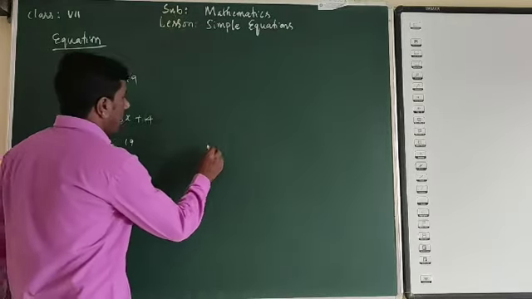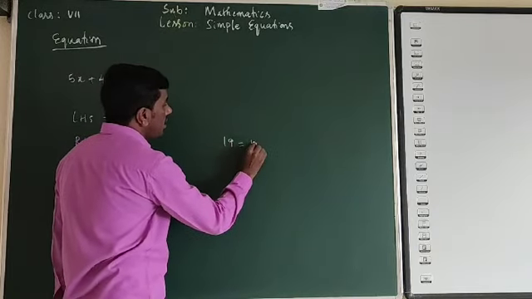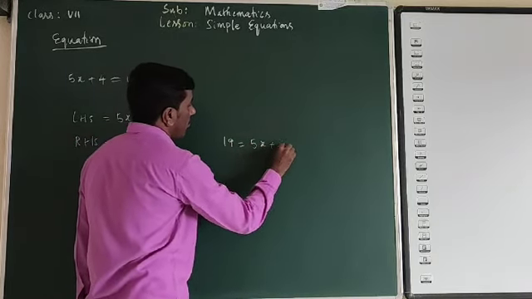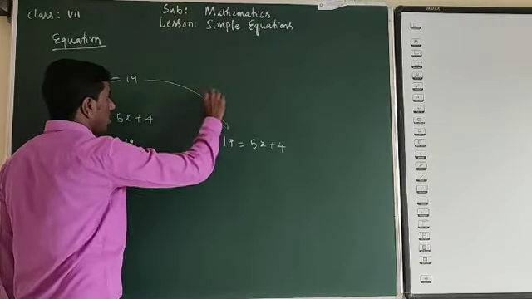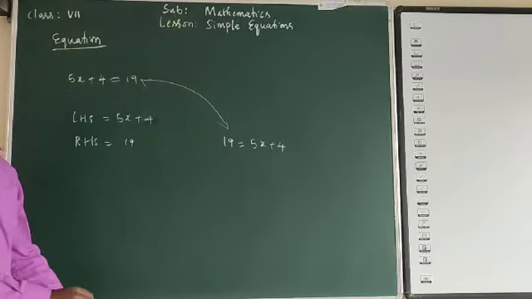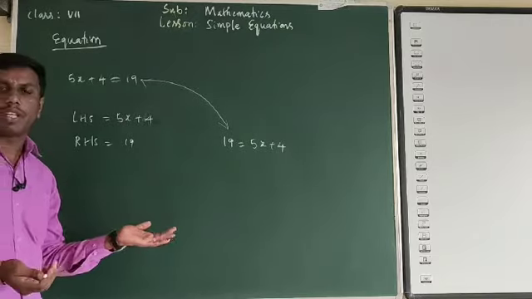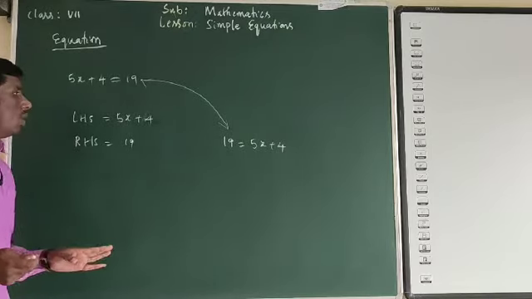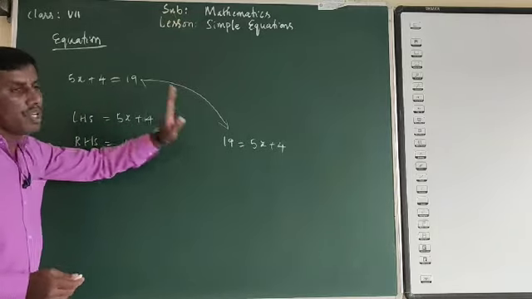5x plus 4 is equal to 19, or 19 is equal to 5x plus 4. Can you tell me whether these two are the same or not? Or will these two give different values? No, both the equations are the same.